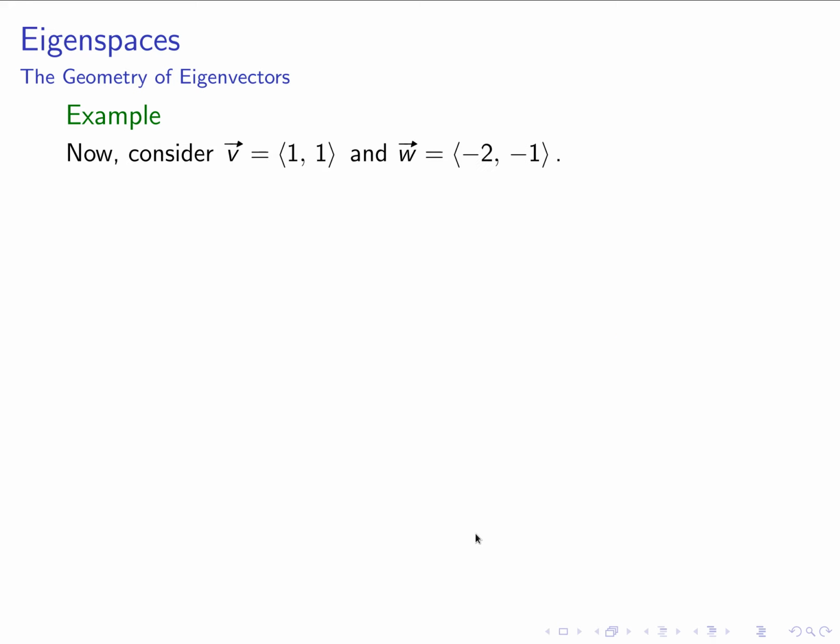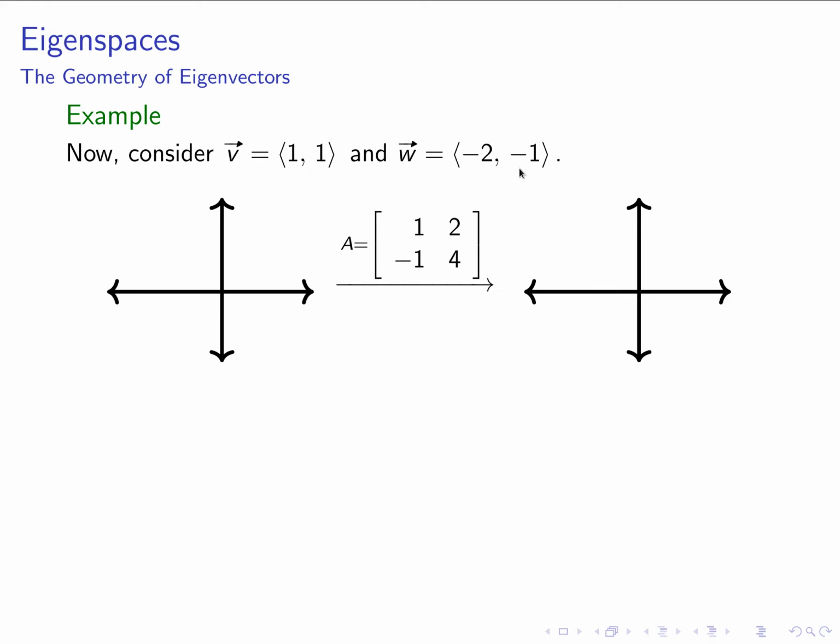So let's change the input data a little bit. Instead of thinking about the input vectors E1 and E2, or (1, 0) and (0, 1), let's look at the vectors (1, 1) and (-2, -1). So we have the same matrix here, but now the first vector we're going to multiply by is (1, 1), plotted here in blue. When we multiply A by (1, 1), what we're really doing is adding the two columns together. So we produce the vector (3, 3).